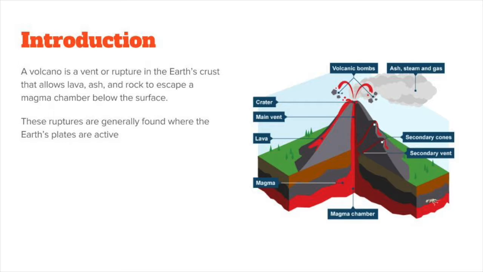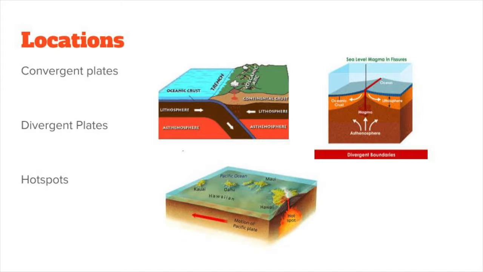A volcano is a vent or rupture in the Earth's crust that allows lava, ash, and rock to escape a magma chamber below the surface. Volcanoes are found in three spots, two of which relate to tectonic activity.